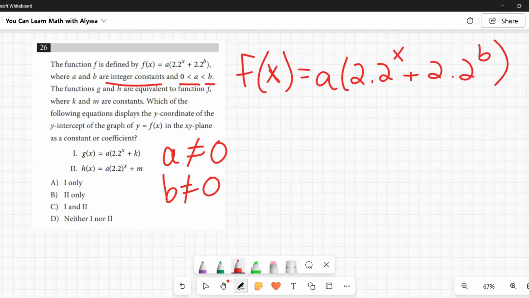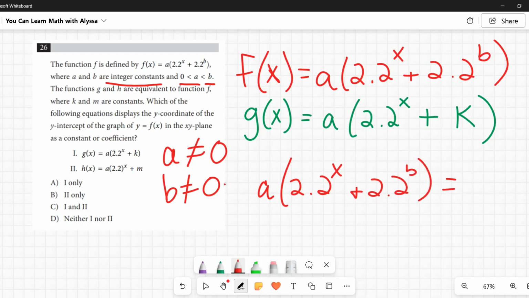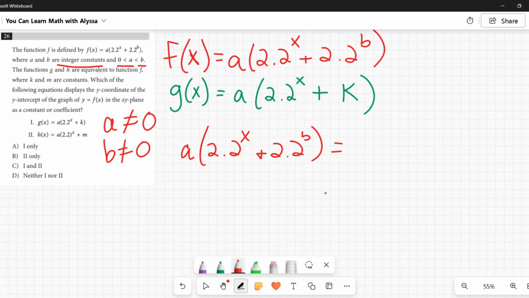G and H are equivalent to F, so they are the same thing. They're just written a little differently. Okay, so first we have g of x equals a times 2.2 to the power of (x plus k). Now, because these are equal, I can start to set up some equivalents here. They're the same thing, so I could say they are equal to each other. A times (2.2 to the power of x plus 2.2 to the power of b) is equal to a times 2.2 to the power of (x plus k).